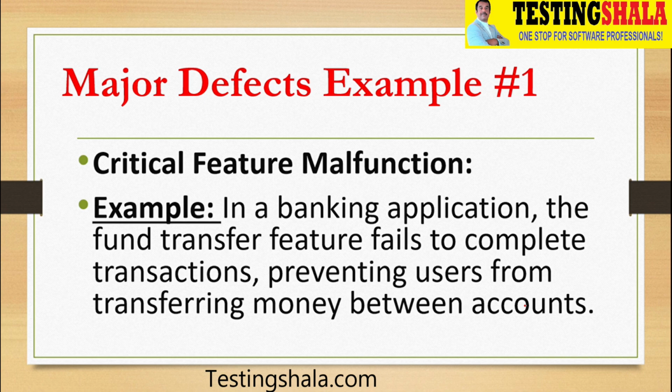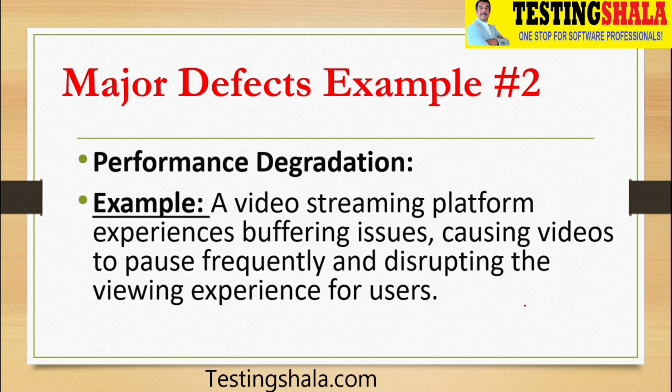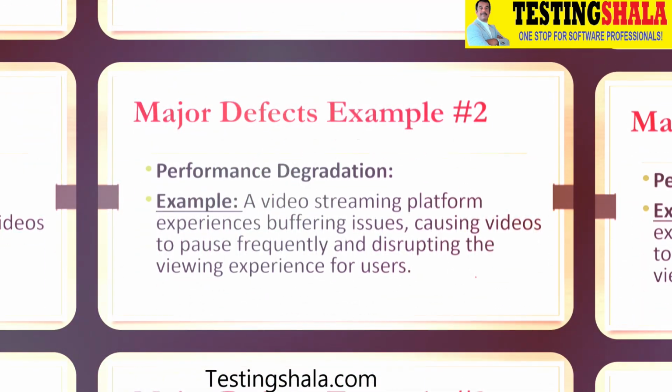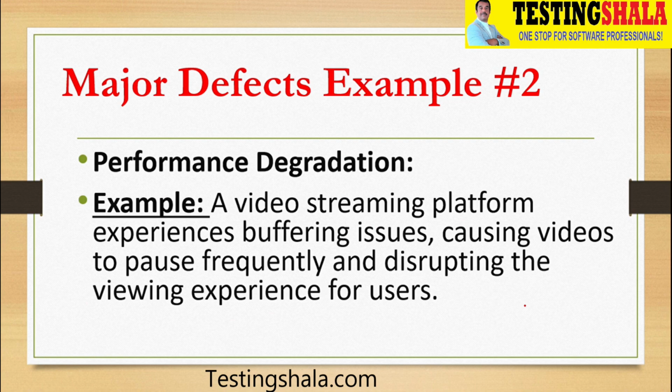And the second type of defect is performance degradation. The application is working, performance is also okay, but there is a slight degradation, then we should log it under the major defects category. For example, a video streaming platform experiences buffering issues, causing videos to pause frequently, disrupting the viewing experience for the user. If you face this kind of issue, we should log under the major defects category.